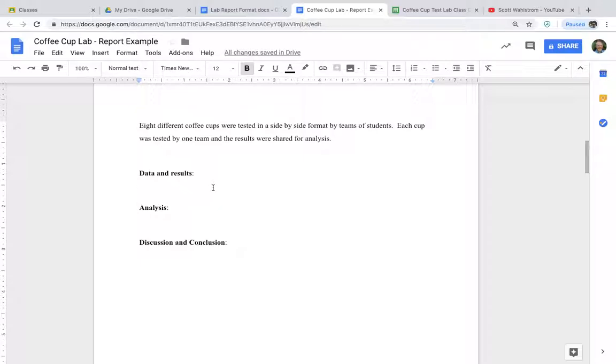Again, write in complete sentences. This is formal writing. You should be communicating clearly about what your reader can find in this section for information that you got out of the lab. Your next section is the analysis. Oh, hang on. Let's not go there yet.